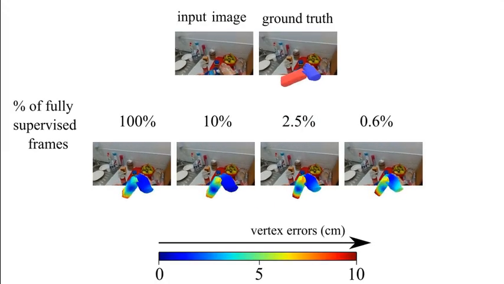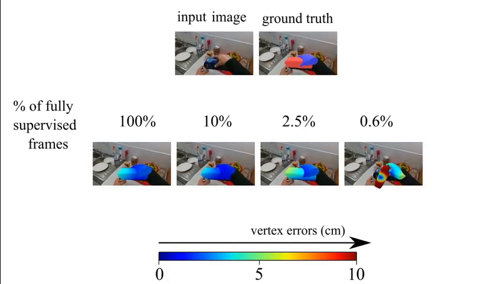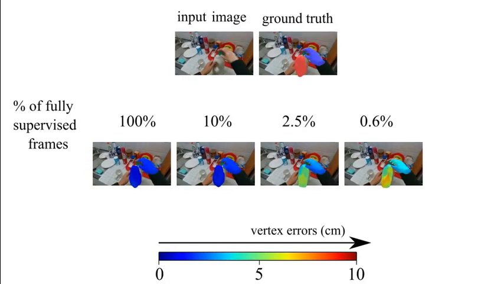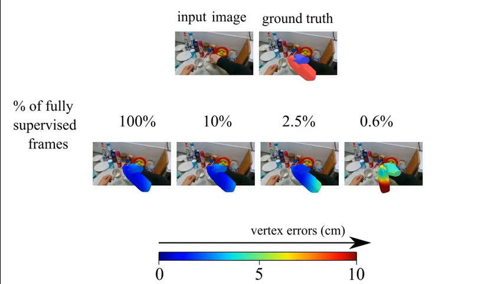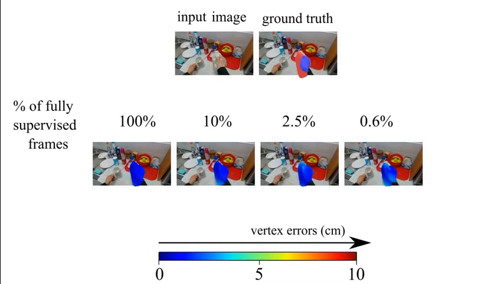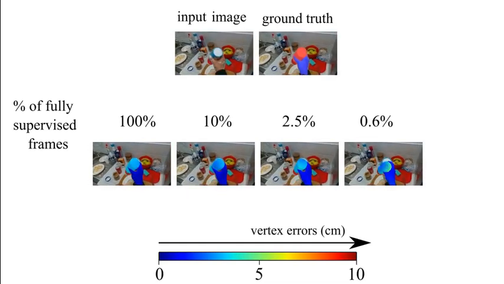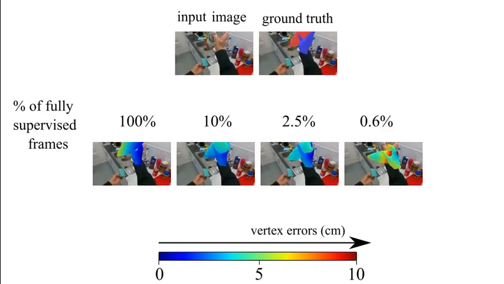In order to study the impact of annotation scarcity, we train our model on subsets of the training data. Little degradation is observed when using down to 20% of the total frames. However, below 10%, generalization is severely affected by the lack of training data.